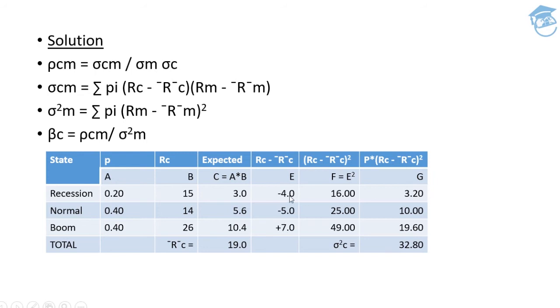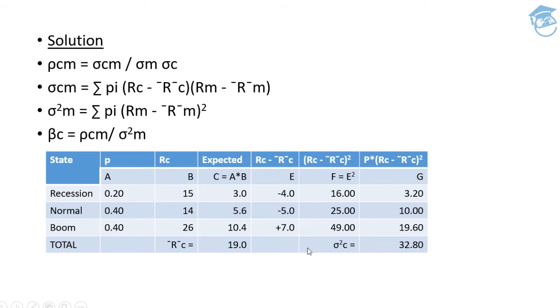Minus 4 multiplied by minus 4 comes out to be 16. Minus 5 multiplied by minus 5 comes out to be 25. 7 multiplied by 7 comes out to be 49, because we are squaring the deviations. Now these squared deviations will be multiplied with their probabilities. 16 multiplied by 0.2 comes out to be 3.2. 25 multiplied by 0.4 comes out to be 10. 49 multiplied by 0.4 comes out to be 19.60. Overall, it will be 32.80, which will be none other than your security C's variance.